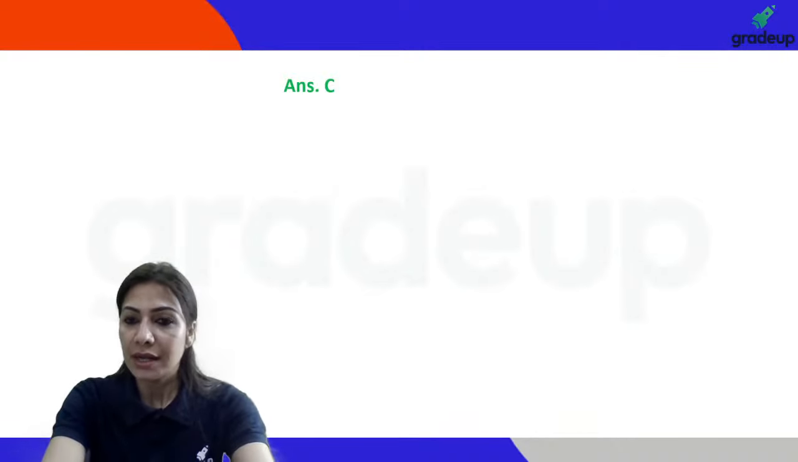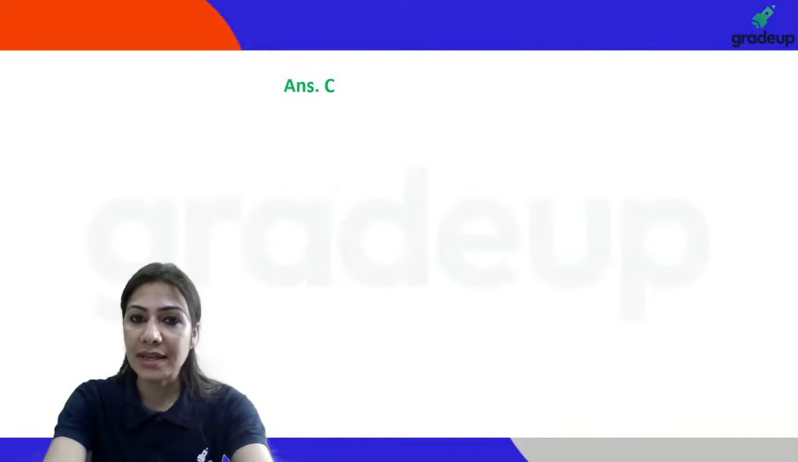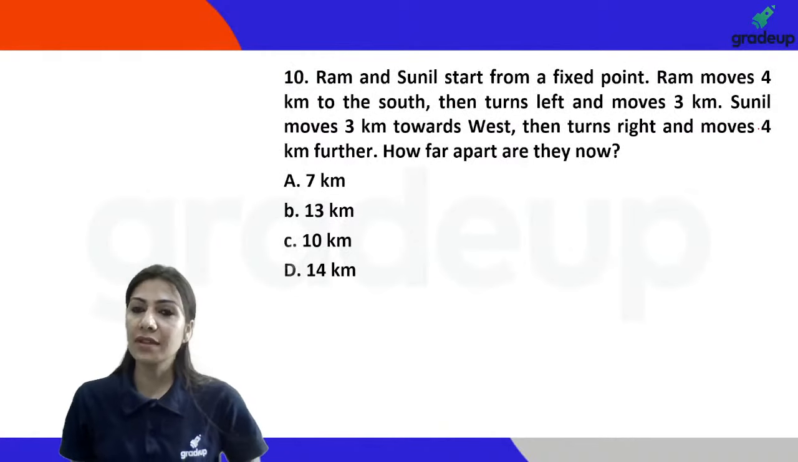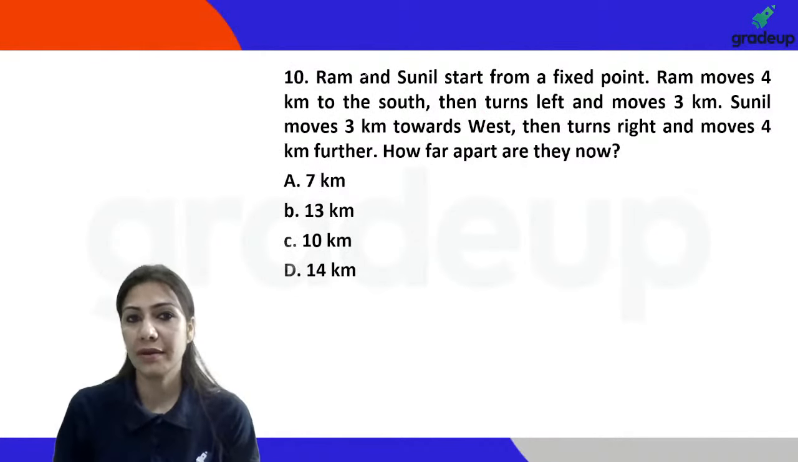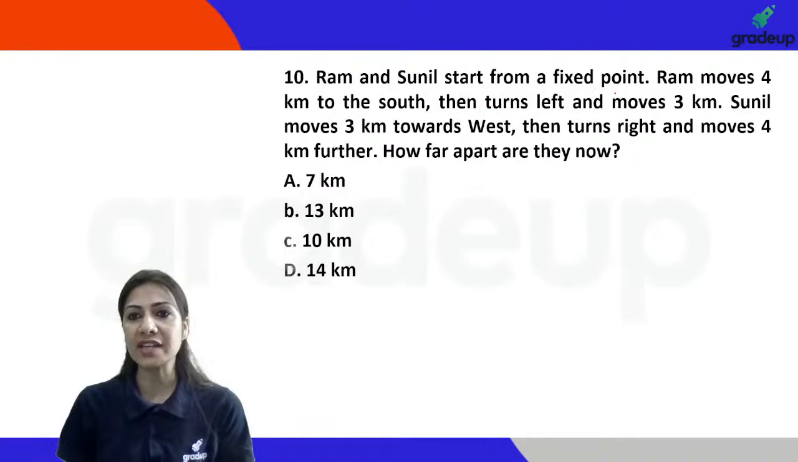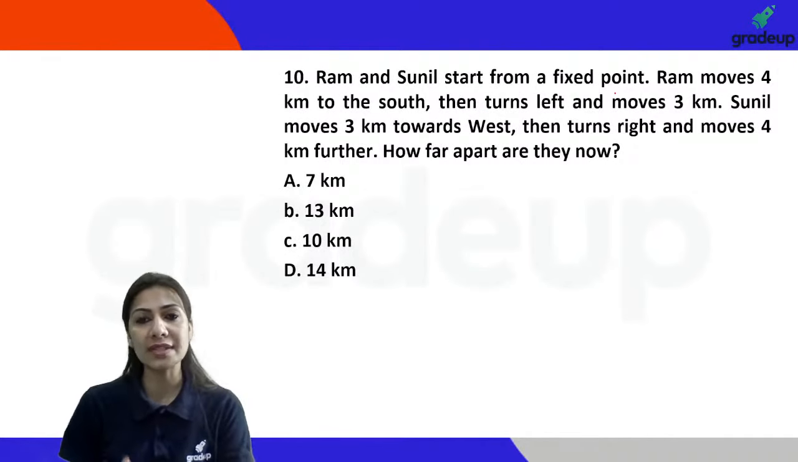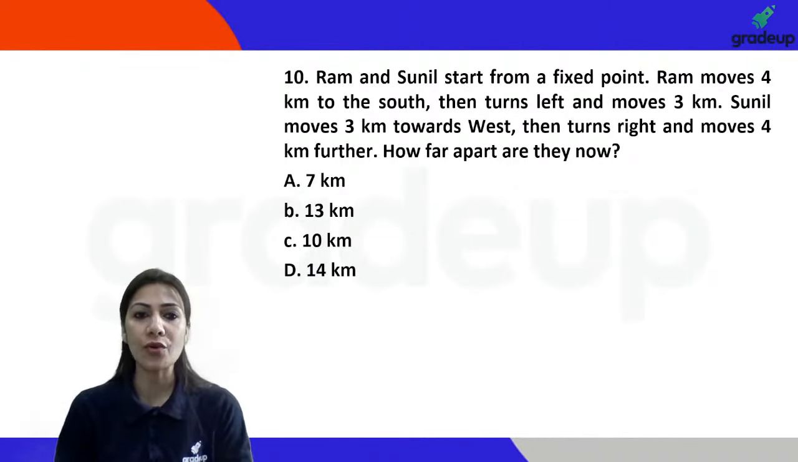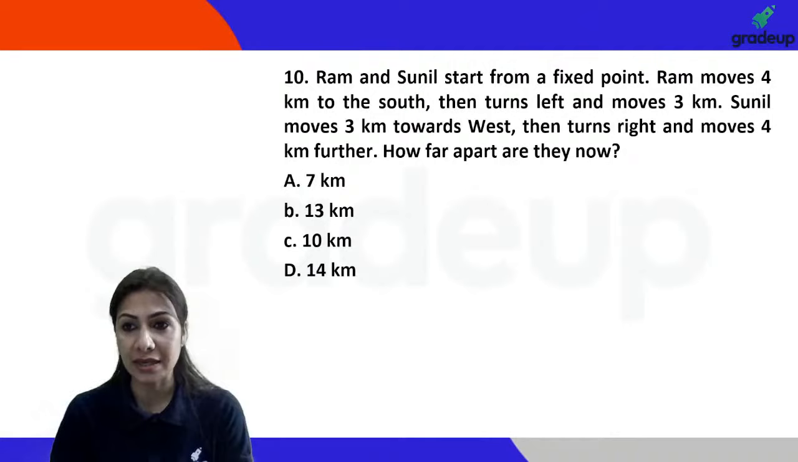Okay, now let us check out the next question of direction. Question number 10. We have been given the information of two people, Ram and Sunil. Starting from a fixed point, Ram moves 4 km to the south, then turns left and moves 3 km. Sunil moves 3 km towards west and then turns right and moves 4 km further. How far apart are they now?